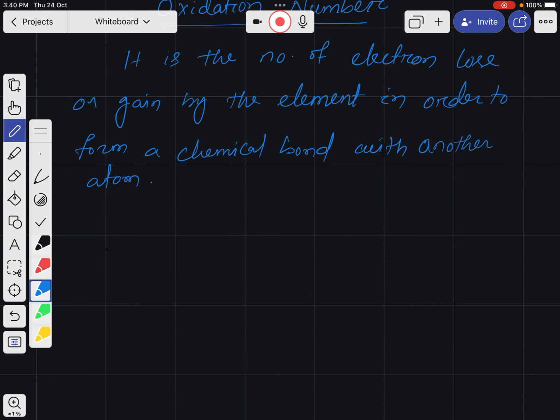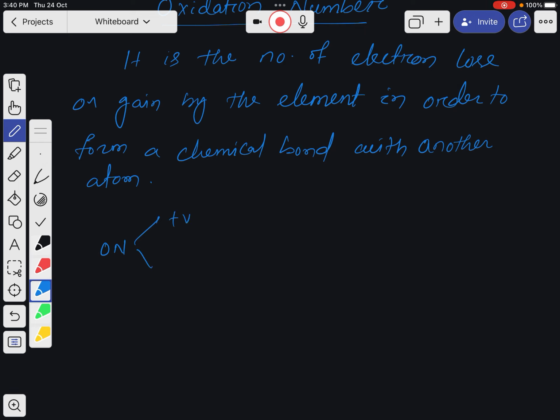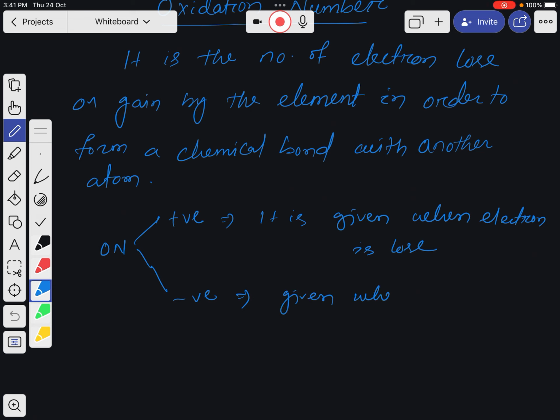And this oxidation number is given either a positive sign or a negative sign. A positive sign is given when an electron is lost, and a negative sign is given when an electron is gained.